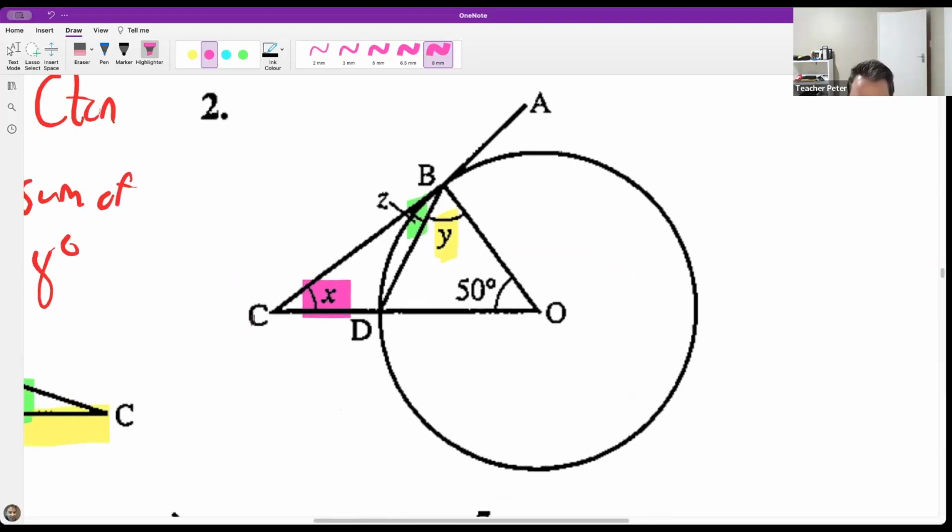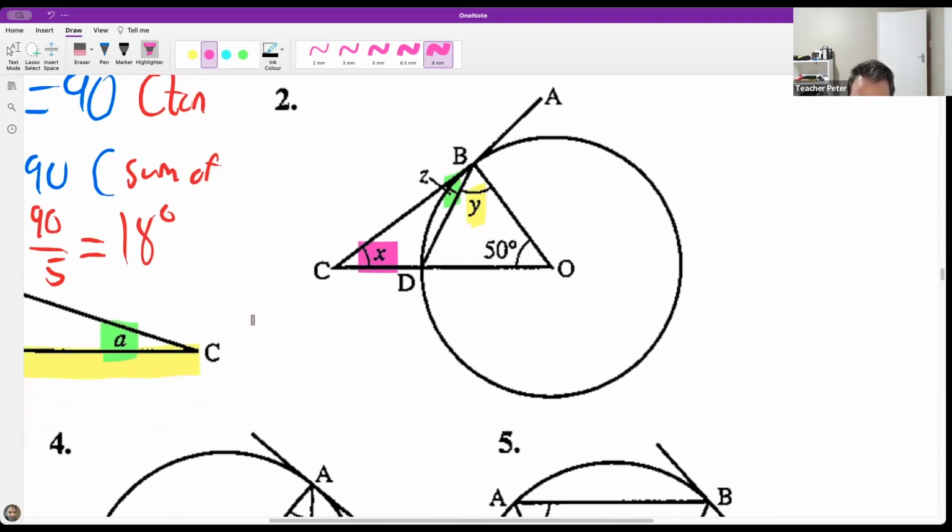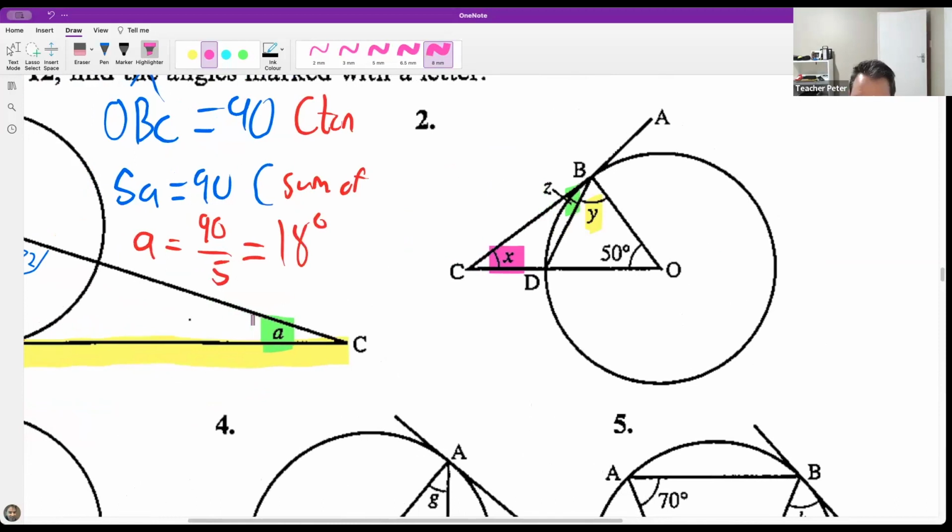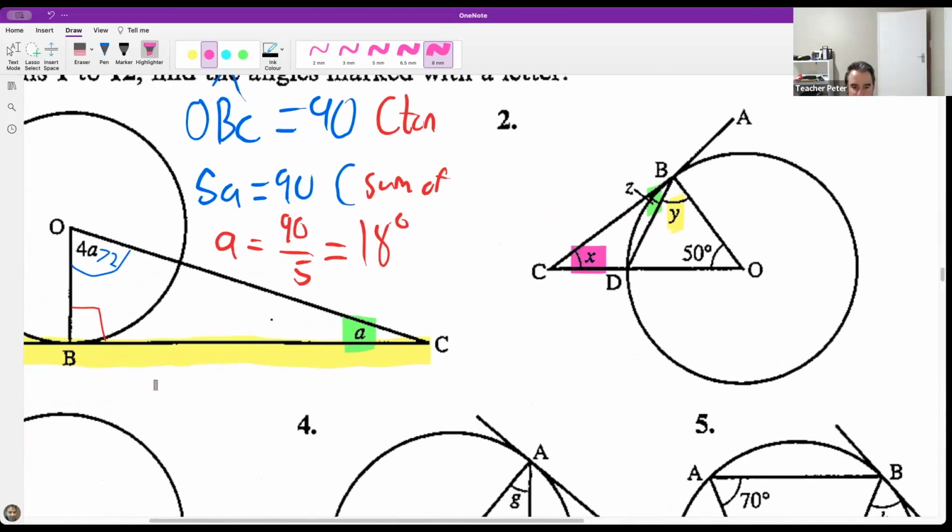Oh, let me just bring back the other question while you guys are working on number 2. So the place I got 5A, Sapang, was I took the 4A here and I added it to that A over there. And together that gave me 5A. So let me know if that helps, Sapang.